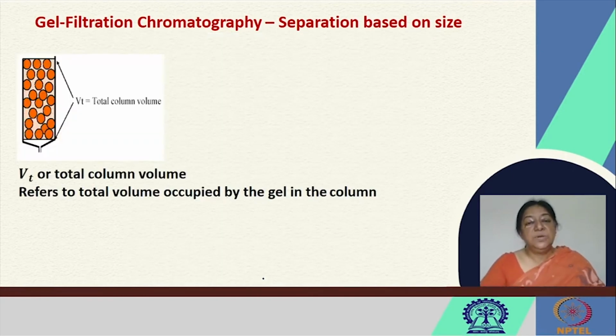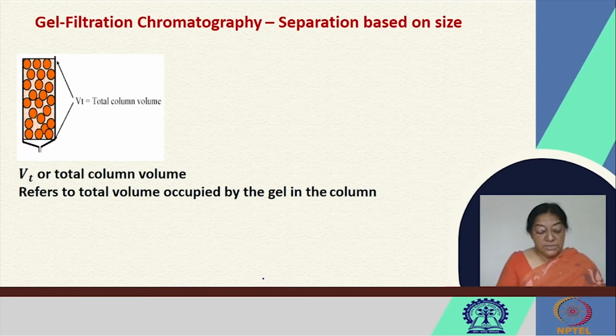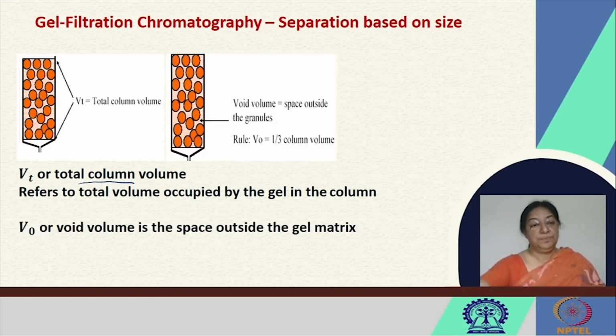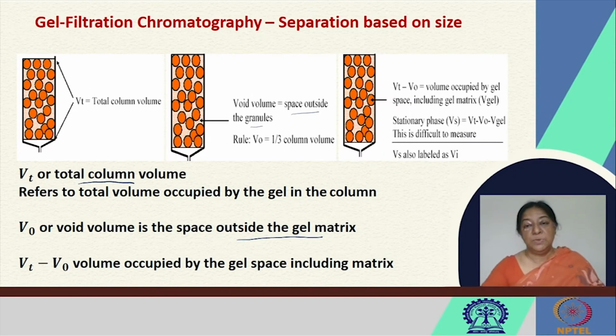So there are certain terminologies that we need to know here. There is a total column volume, Vt, that is the total volume occupied by the gel in the column. We have the void volume, V0, that is the space outside the gel matrix or outside the granules, which needs to be known to determine the partition coefficient, as we will see in a moment. This means that the volume occupied by the gel space, including the matrix, is Vt minus V0.